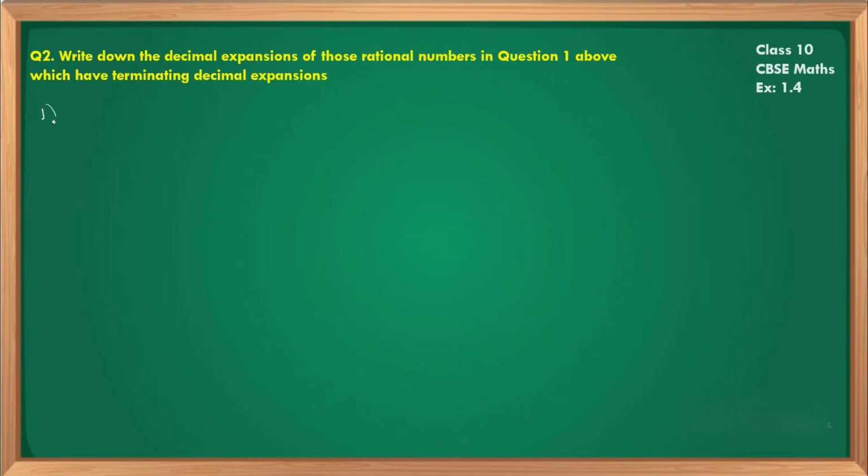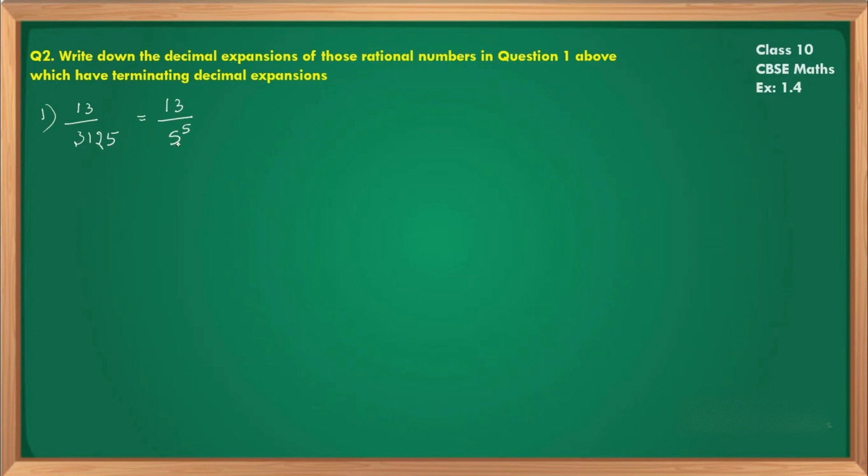The first question was 13 divided by 3125. Now we have to write down the decimal expansion for this number. For that, you have to factorize the denominator of 13 divided by 3125. We factorized and we found it was 5 to the power 5. The next step is you have to find out what is missing in the denominator to make this denominator a number with 1 followed by zeros.